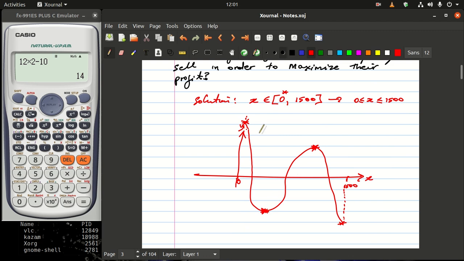That is why when we are solving min and max problems, we don't only check the turning points, we also check the endpoints. It might happen that we have a maximum value at the turning point, or it might happen that this point here is way above the turning point. That is why we have to check this one and that one for the maximum value, and also for the minimum.